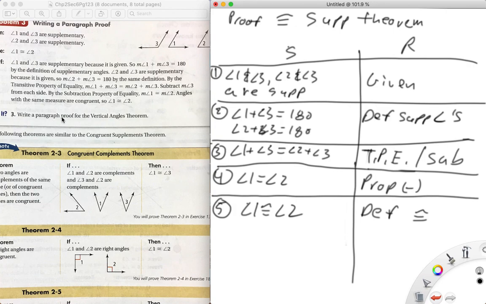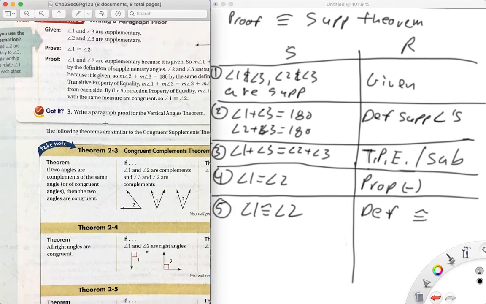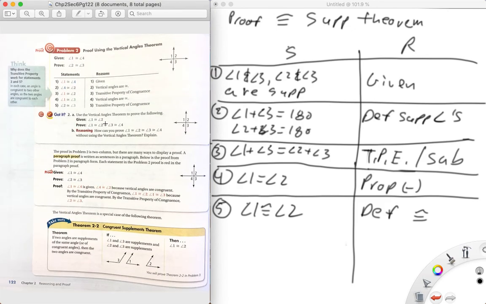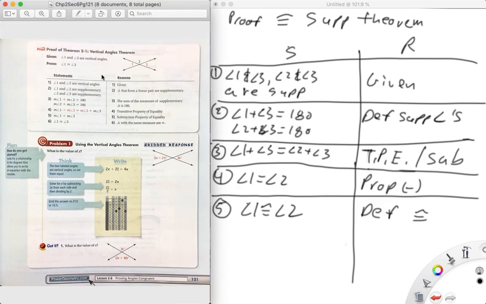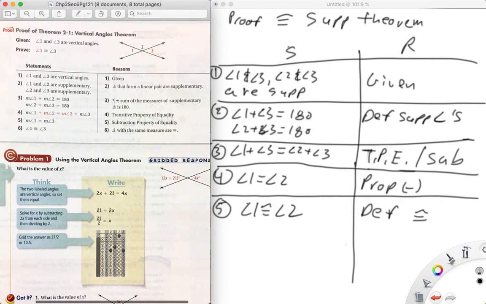They want you to write a paragraph proof for vertical angles theorem. So vertical angles theorem, the proof for it we already looked at, which is this guy here. So you just turn each line into a sentence. I'm not going to write it, but you can. So I can just read it to you.